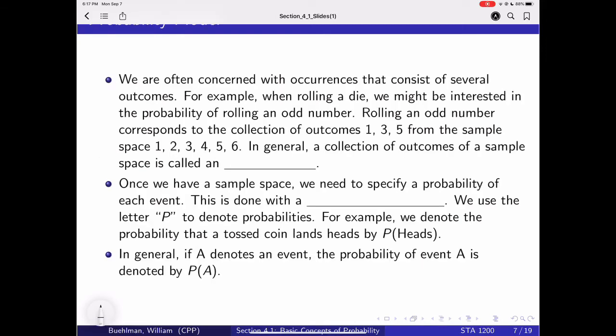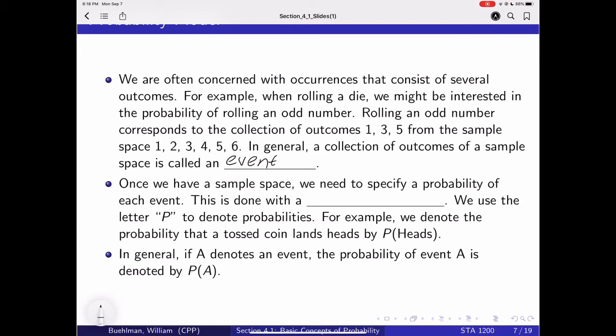We are often concerned with occurrences that consist of several outcomes. For example, when rolling a die, we might be interested in the probability of rolling an odd number. Remember, odd numbers 1, 3, 5, 7, etc. Rolling an odd number corresponds to a collection of outcomes on a 6-sided die, which are 1, 3, and 5, from our sample space of 1, 2, 3, 4, 5, and 6. In general, a collection of outcomes of a sample space is called an event.